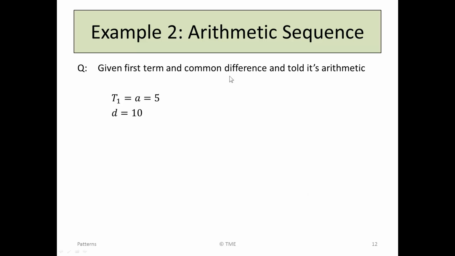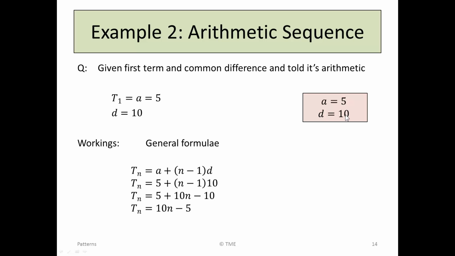Example 2. In this case, you're given the first term and the common difference and told it's arithmetic. So this is a standard format of the question. T1, first term, A, is equal to 5. D, the common difference, is equal to 10. We can write those two numbers here because we'll probably be using them again. A is 5 and D is 10.